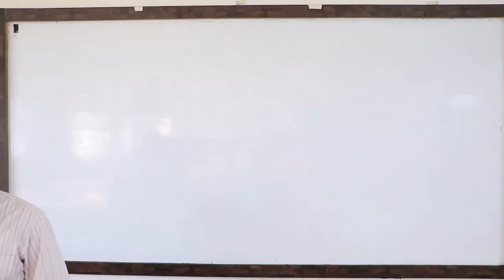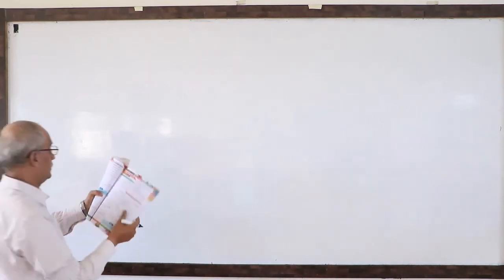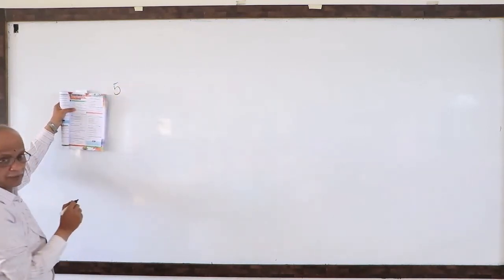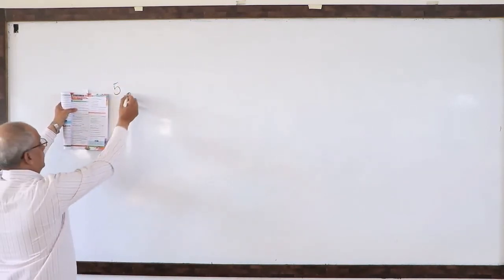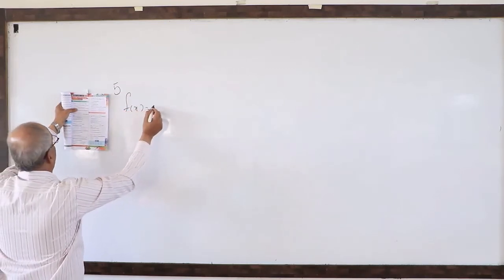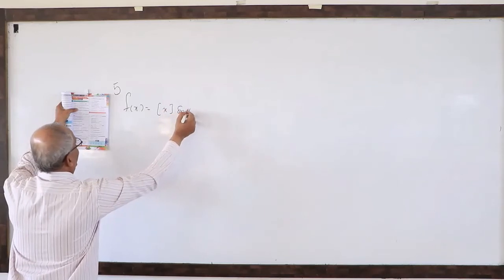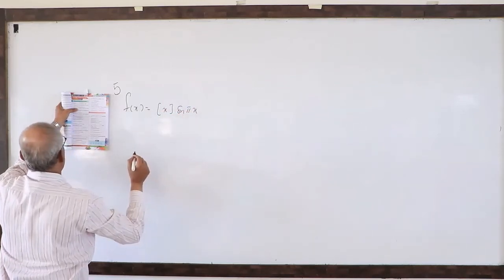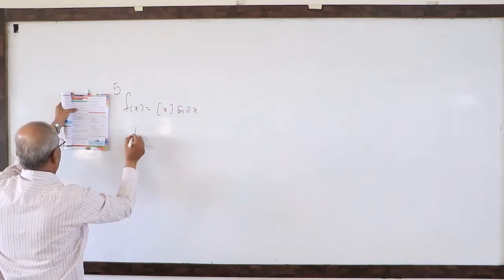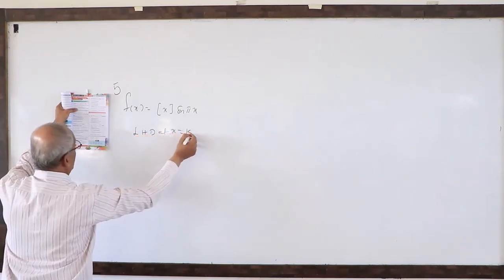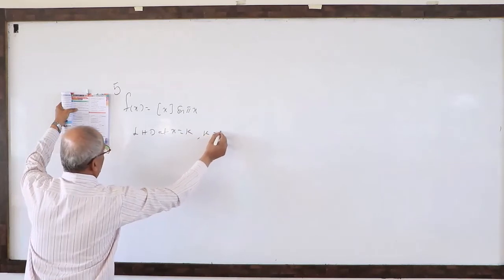See, f(x) is equal to step of x into sin pi x. Find the left hand derivative at x equal to k, where k is an integer.